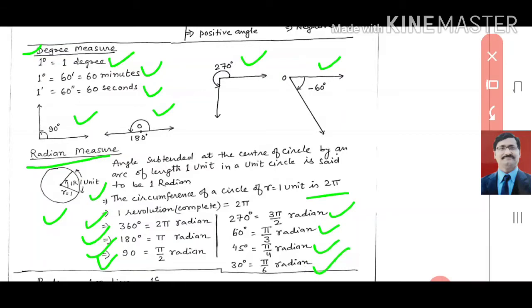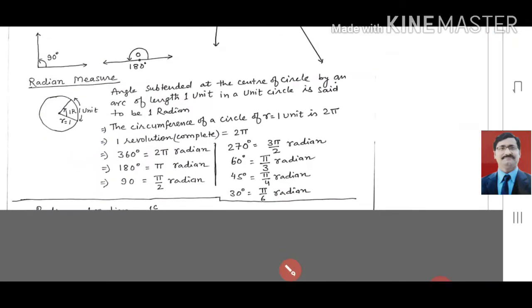Look here, these are the standard degree and radian measurements. So look here, you have to learn these: anywhere you have pi by 3 it means 60 degrees, pi by 4 means 45 degrees, pi by 6 means 30 degrees, 90 means pi by 2, 180 means pi. This you have to learn. This is very important.